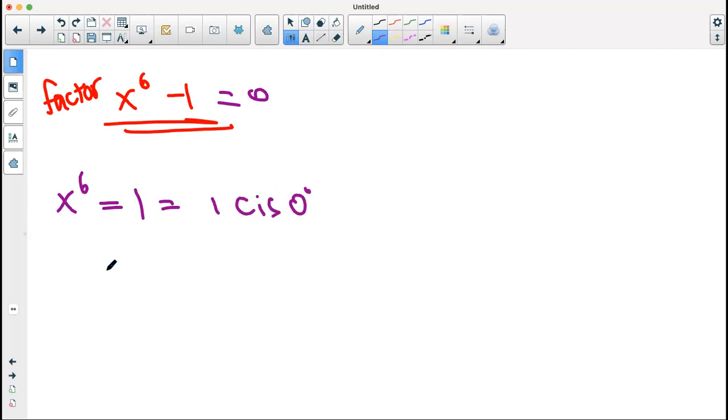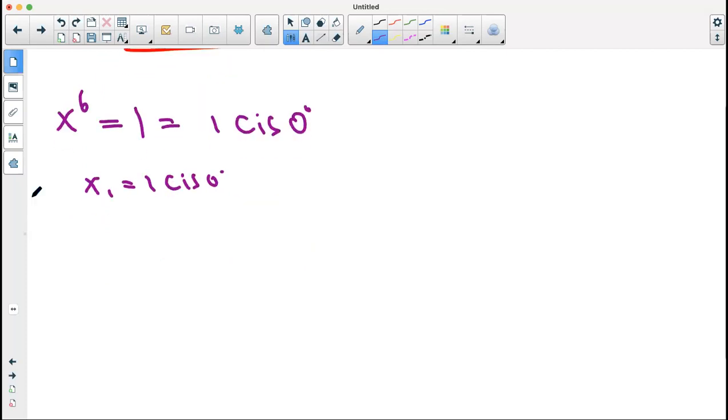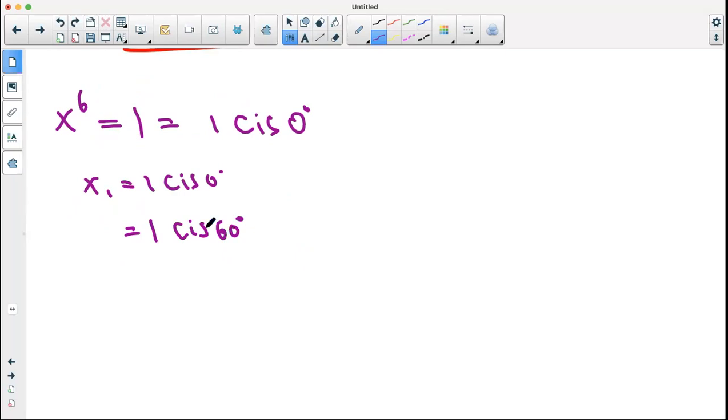So what are the 6th roots? The first one is what? 1 cis 0. 0 divided by 6 will still get you 0, isn't it? What's the next one? 1 cis 60. Why am I adding 60? Because it's 360 divided by 6. So I'm increasing by 60 here, guys.